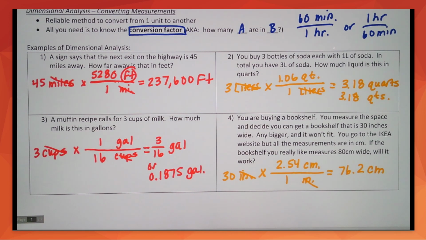Now, let's think about what the question told us. Okay, 30 inches is the maximum space. That means that 76.2 centimeters is the maximum space. It's the same space. The space has not changed. The only thing that's different is the units that you used to measure it. So if 76.2 is the most we can absolutely fit this bookshelf, then an 80 centimeter bookshelf is not going to work for our needs.